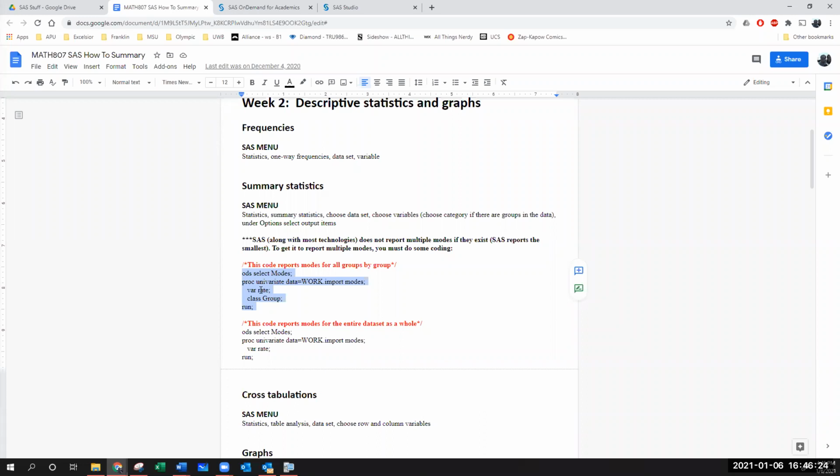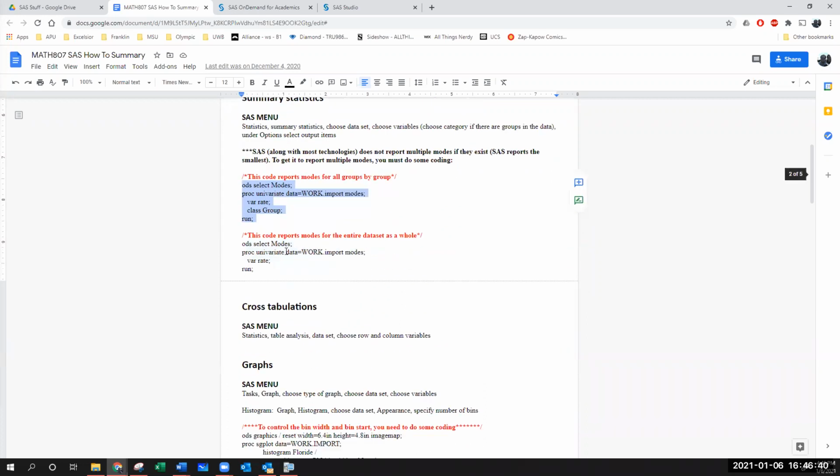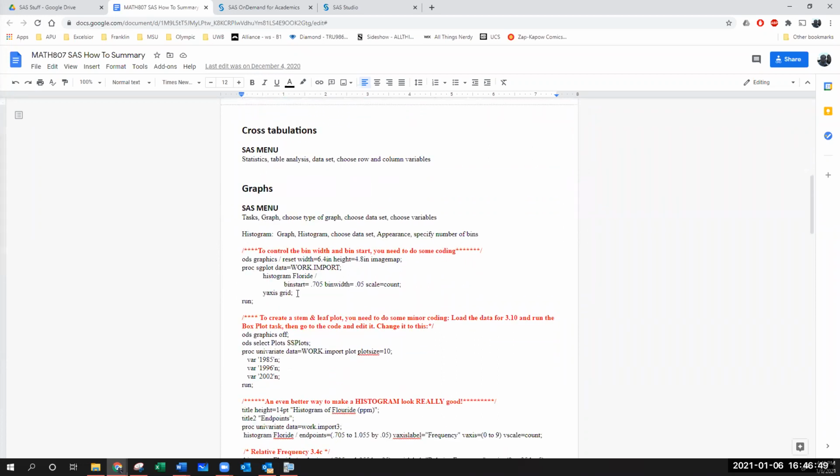So you have to change the variable name if your variable has a different name, and obviously change the name of the variable that you're going to use for the class. And then you have to make sure that you're telling it where your data is, because that could change depending on how you saved it. Those are the three things that need changing, and that's what happens with any of this code. You always have to change the data equals depending on where your data is, and you always have to change the variable name if your variable is named something else.